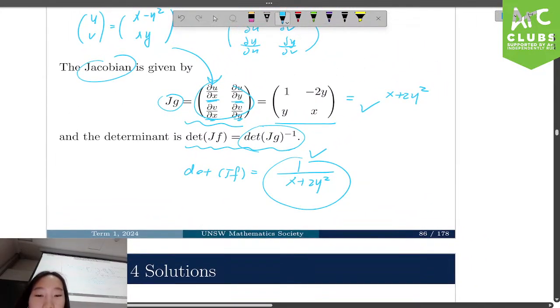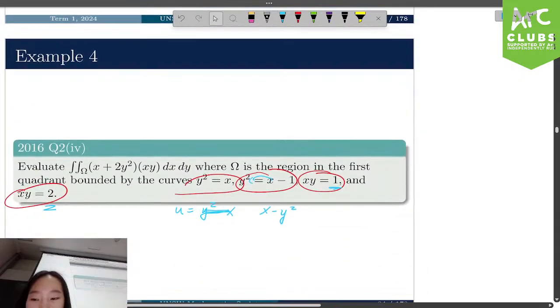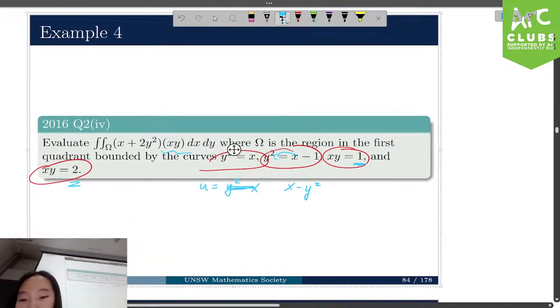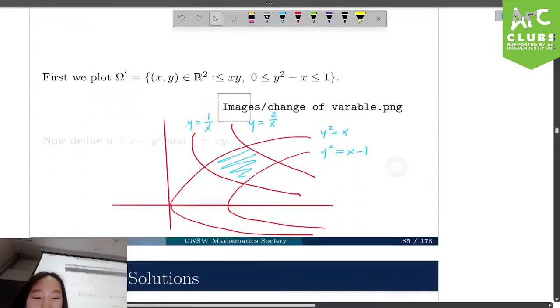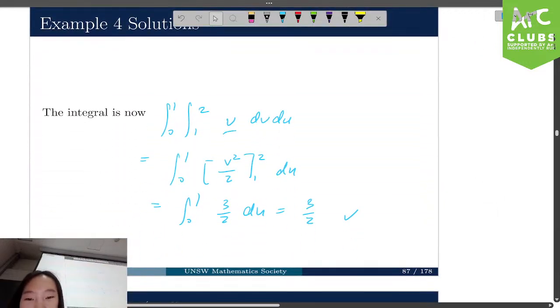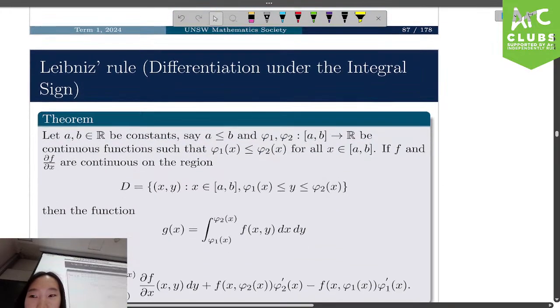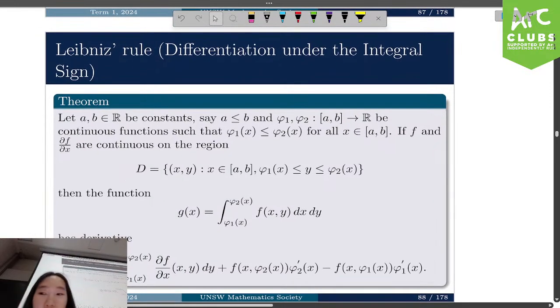Because we multiply by the Jacobian matrix into our integral, that means we cancel out these terms, and xy is just our v. So that's why we simplify a lot. So we get just v for the integrand, from the bounds 1 to 2 and 0 to 1. Okay, cool.